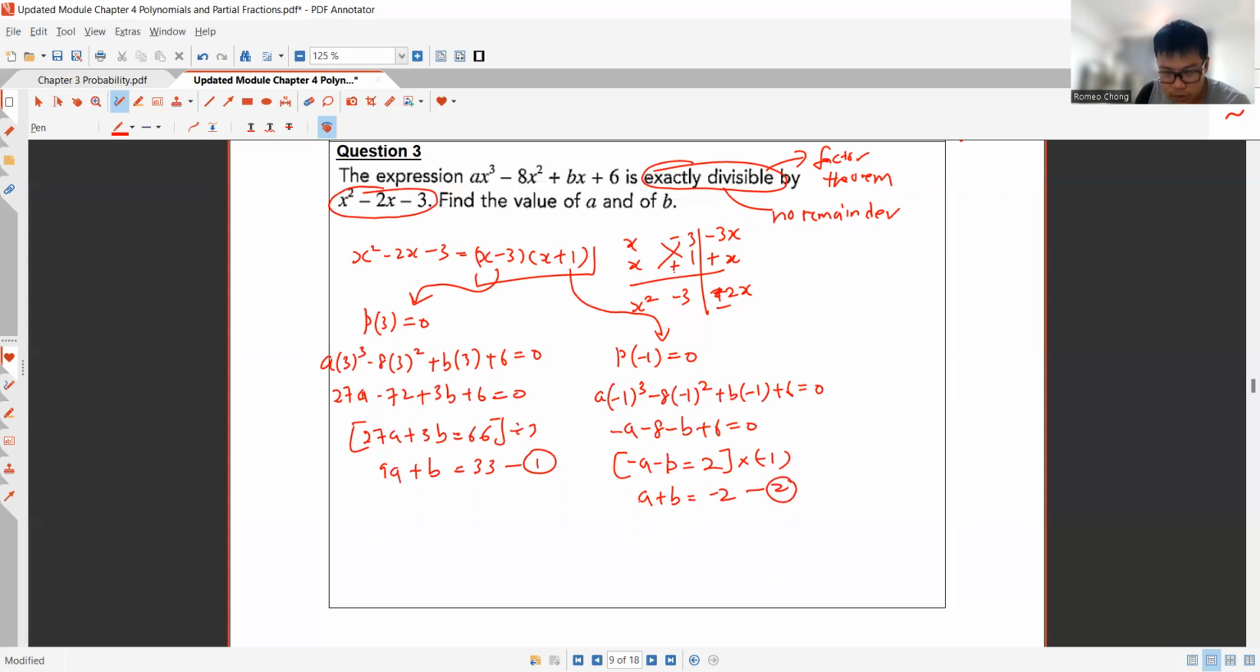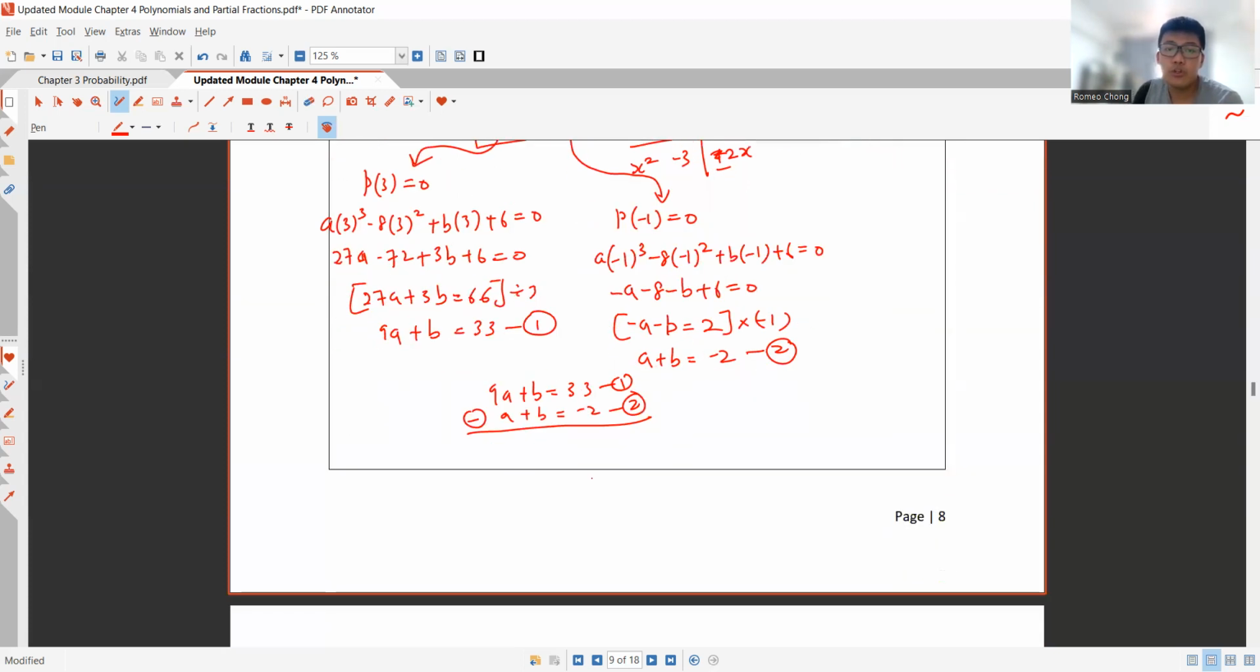You can do the substitution, or you can do 1 minus 2 by elimination. So 9a plus b equal to 33, and a plus b equal to negative 2. You do minus. This is number 1, this is number 2. So when you do 9a minus a, you get 8a. And b minus b is no more. And 33 minus negative 2 becomes positive, so 33 plus 2, you get 35. Okay, correct or not?